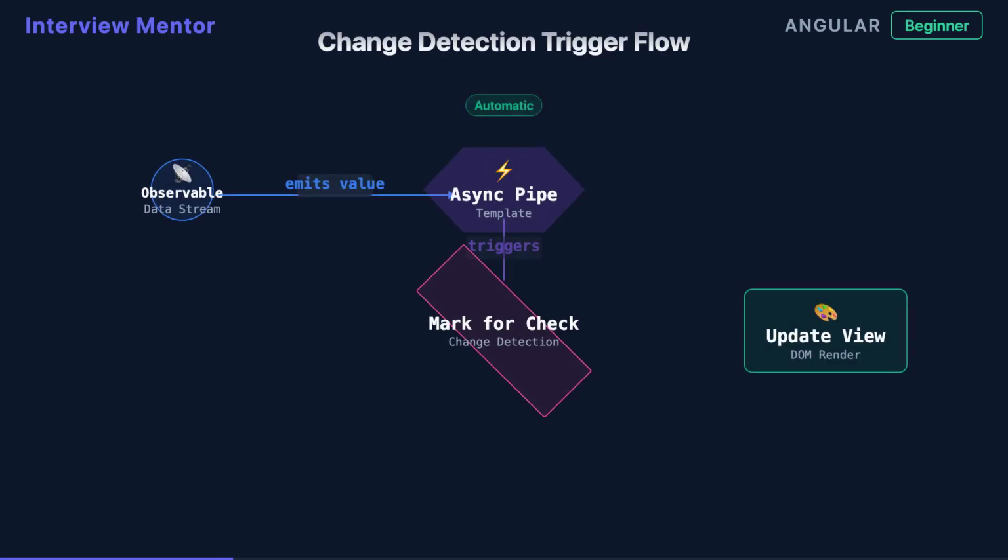Here's where it gets powerful. Every time your observable emits a new value, the async pipe automatically marks the component for change detection. Angular then updates the view with the latest data. This creates a reactive data flow where your UI stays in sync with your data streams without any manual intervention. The pipe listens for emissions, triggers change detection, and updates the template all in one go.